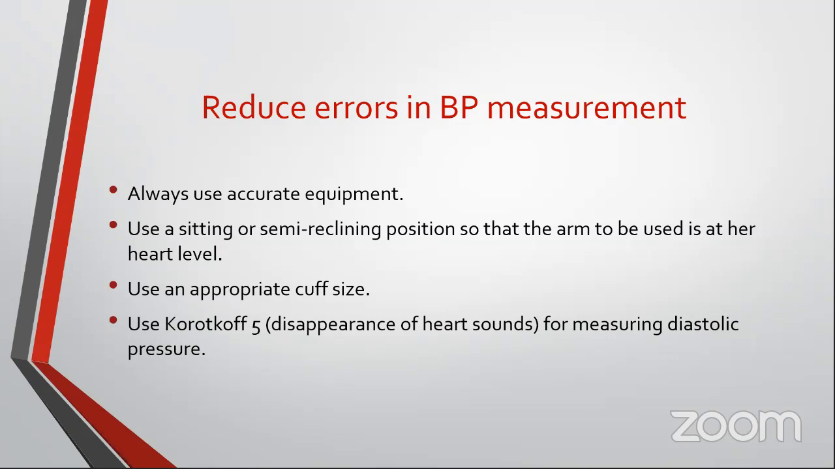Use an appropriate cuff. You cannot use a small cuff for an obese patient or a big cuff for a slim patient. So an appropriate cuff is necessary. Use Korotkoff 5, the disappearance of heart sounds, for measuring the diastolic pressure, not the muffling, that is Korotkoff 4. So to accurately measure the diastolic blood pressure, we need to use Korotkoff 5.